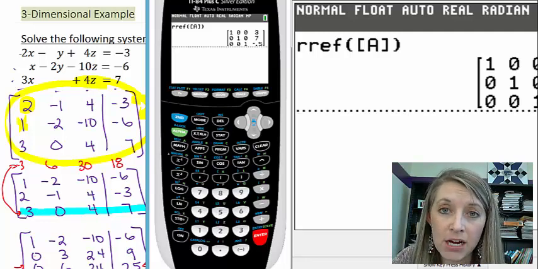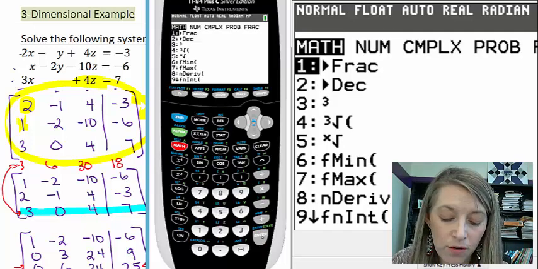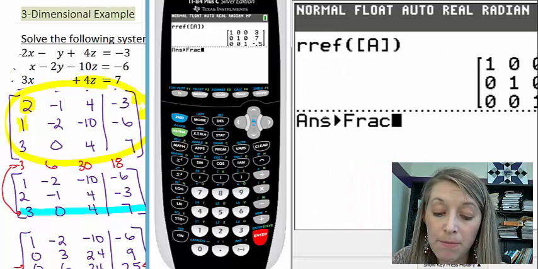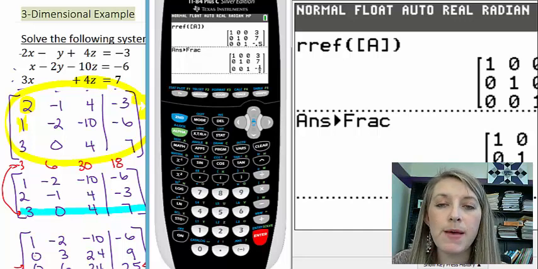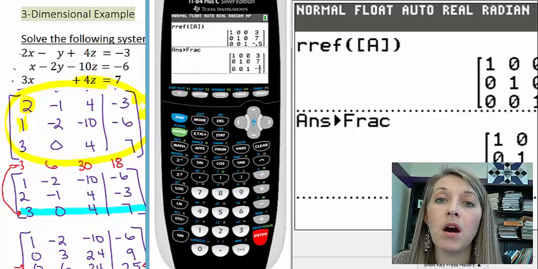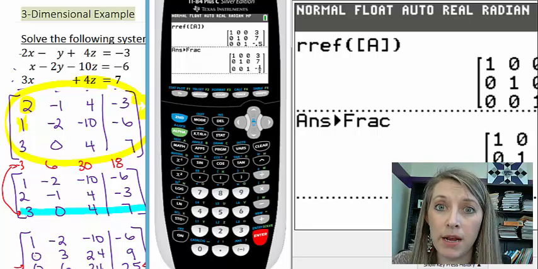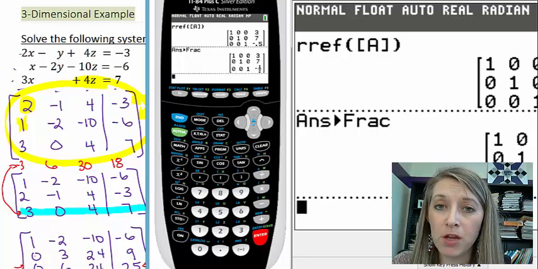So you select the fraction feature the way that you've always selected it, hit the math button, and then number 1 is convert it to a fraction. So it's going to take my matrix answer and it's going to convert it into a fraction. And so now we can see that our correct fraction format is 1/2. This matches the answers that we got before, so this confirms that we did our problem correctly and we have the right answers.